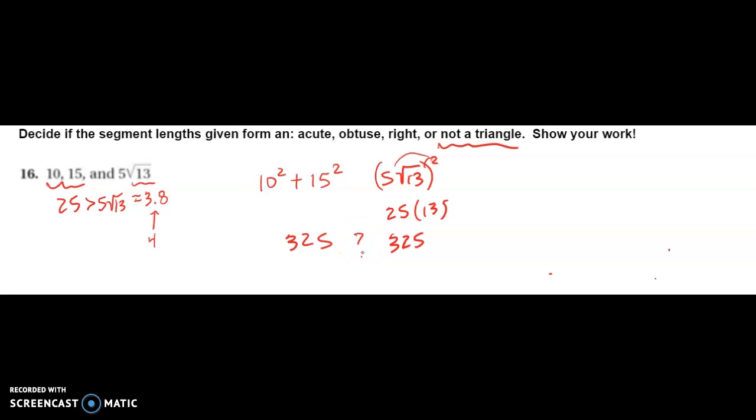We obviously see that they're equal. So in other words, the Pythagorean theorem actually works: a squared plus b squared equals c squared. So this is a right triangle, since we found that a squared plus b squared equals c squared.